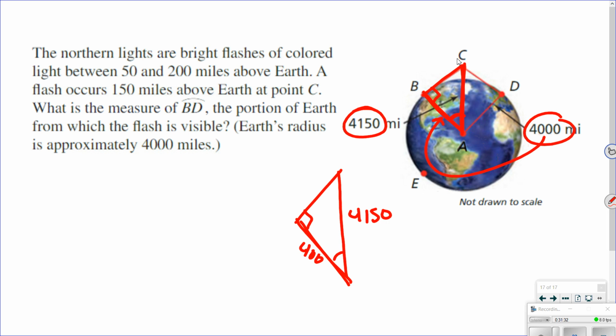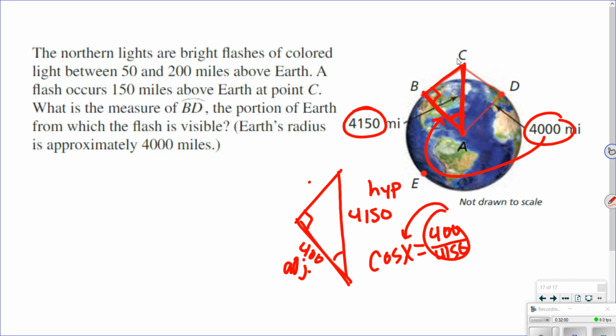So what we can do is use trig. Make sure you label your sides. This is the opposite side. This is the adjacent side. And this is the hypotenuse. So I know the adjacent side and the hypotenuse. So we're going to do cosine, right? Cosine of my angle x equals the adjacent over the hypotenuse. Okay, when you know the ratio and we want to work backwards to find the angle, we do the inverse. So x is going to equal the inverse cosine of 4,000 divided by 4,150.